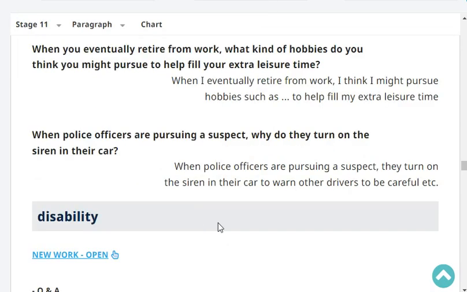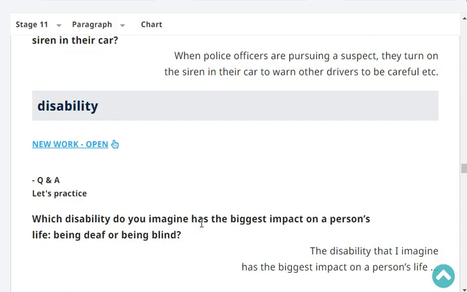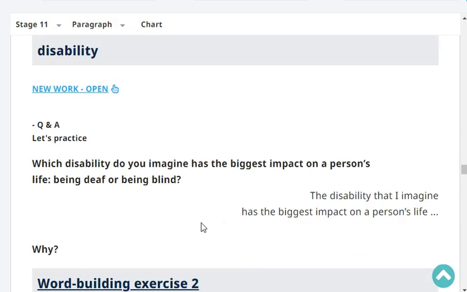Very good. When police officers are pursuing a suspect, why do they turn on the siren in their car? When police officers are pursuing a suspect, they turn on the siren in their car to warn other drivers to be careful, etc. Very good.